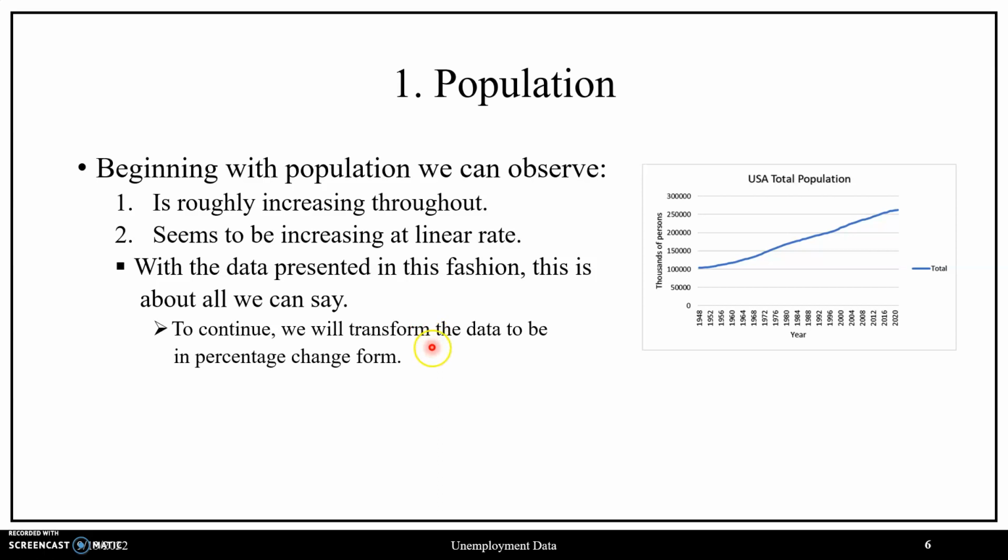However, with how the data is presented, this is about all that we can say, so what we will do is transform the data to be in percentage change form. That is, for our observations, we will use the transformation of new minus old divided by old for our years, and we'll scale that by 100 for each of our observations. This will allow us to see the fluctuations in how the total population is growing in the United States and allow us to determine the average growth rate as well.